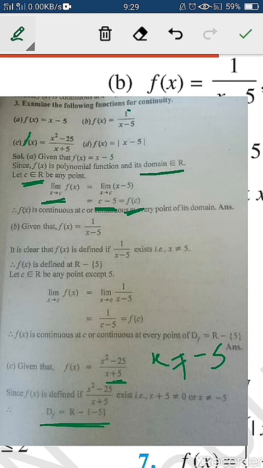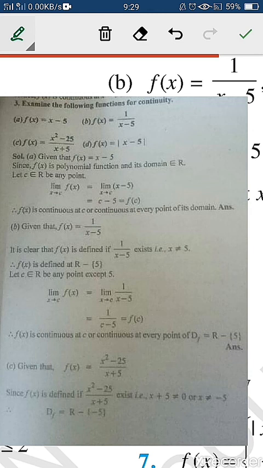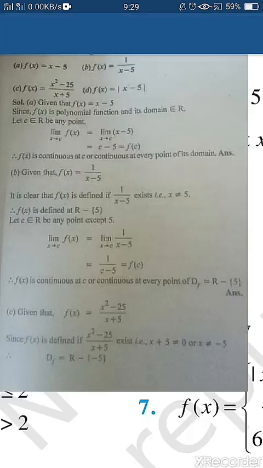This is the question: examine the following functions for continuity. You have to find where this function is continuous, so you need to search for the domain. What is the domain of the function? Then you have to see whether in its domain the function is continuous. Yes, the function is continuous in its domain. This is all related to question number 3.